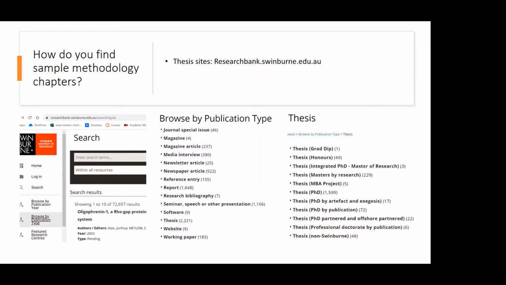So if you're doing a master's, you might want to look at only master's theses, because that methodology section is going to be a bit shorter than a method section in a PhD. Or you might want to look at integrated PhD, or there is artifact and exegesis there as well. So you can choose according to what the thesis length is that you would like to access.